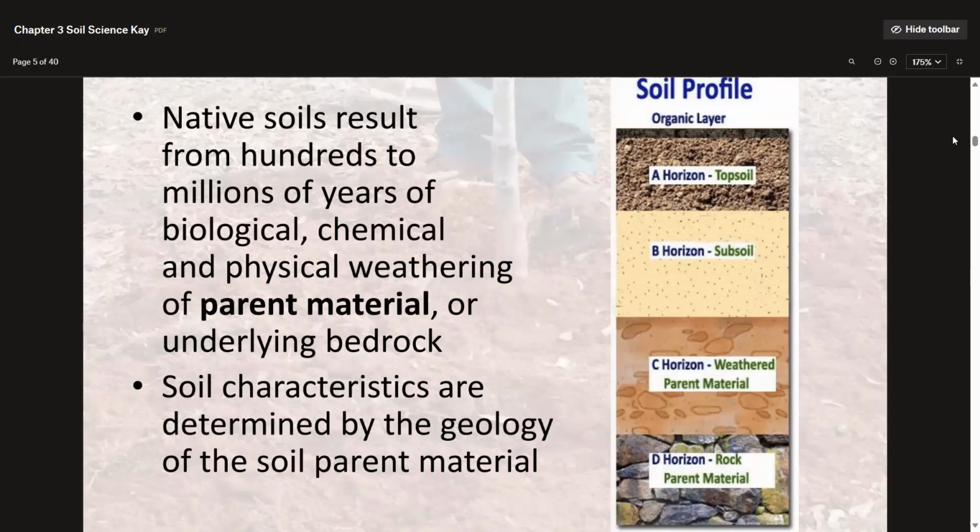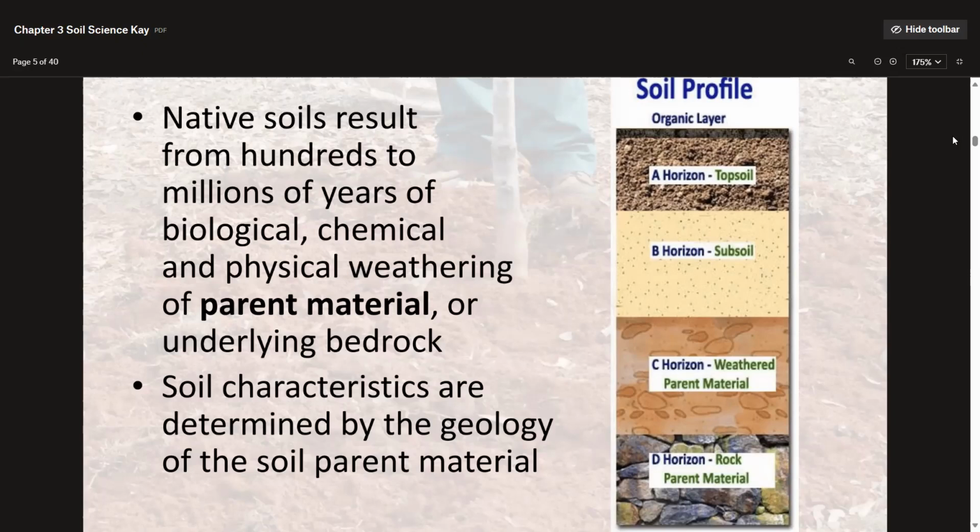The soil is listed in kind of these profiles, right? So at the very top, you have your horizon that is organic, right? That's your topsoil layer. And then below that is a B horizon, which is a subsoil. It's kind of some of that organic layer mixing down with the stuff that's coming up from the parent material at the bottom, the D horizon.